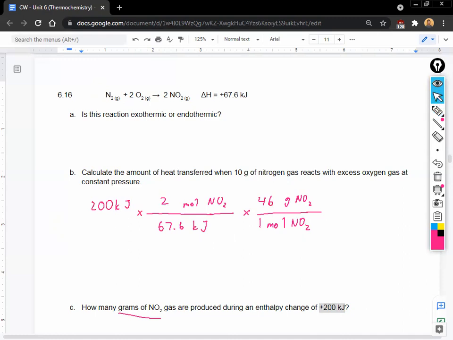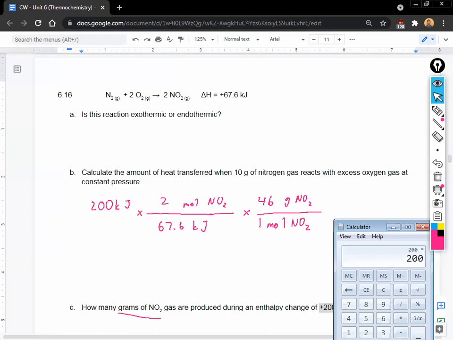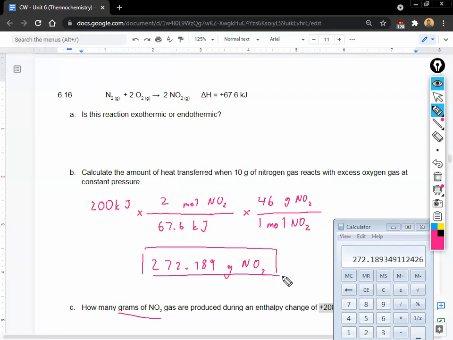Okay, so we're all done with the equation. We just need to plug it into the calculator. We start with 200 multiplied by 1, divided by 67.6, multiplied by 46. And then we're going to get 272. So it's going to take 272.189 grams of NO2 in order to produce 200 kJ of energy. Okay, yeah.